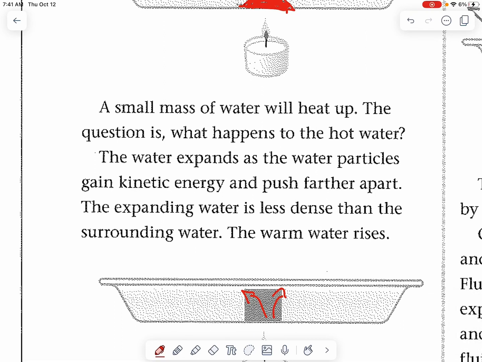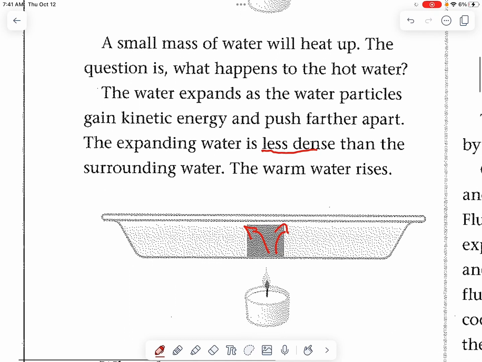The water expands as the water particles gain kinetic energy and push further apart. The expanding water is less dense than the surrounding water. The warm water rises. So we know that the faster molecules move, the hotter they are.